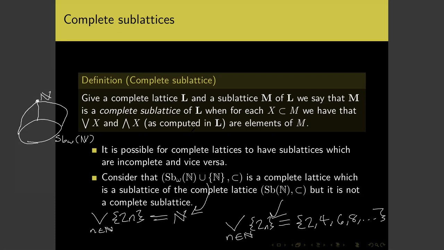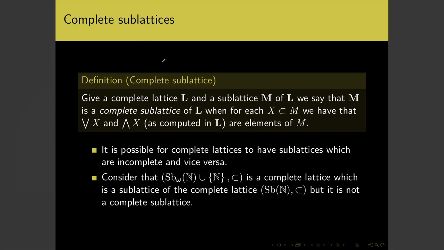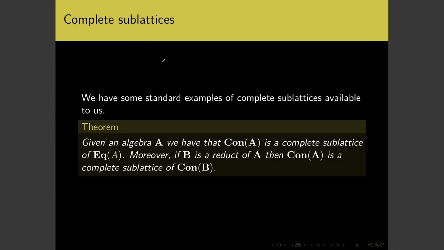So it's important to remember that a complete sublattice is more special than just a sublattice, which is also complete. It actually has to agree in the sense that its arbitrary joins have to match up with arbitrary joins in the big lattice. Okay, so that's what a complete sublattice is.